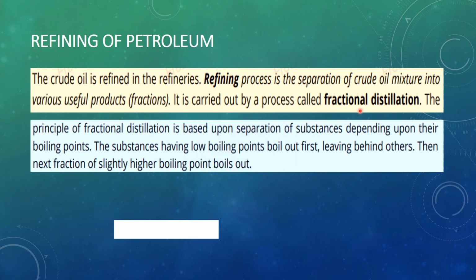And what is the principle of this fractional distillation? It is based on the separation of substances depending on their boiling points. According to the boiling point, these fractions are separated. Substances having a low boiling point, meaning they boil at a lower temperature, will boil out first, and they will leave the other fractions that have a greater boiling point. In this way, all the fractions are separated according to their boiling points.